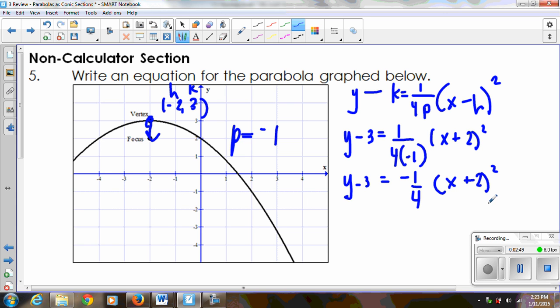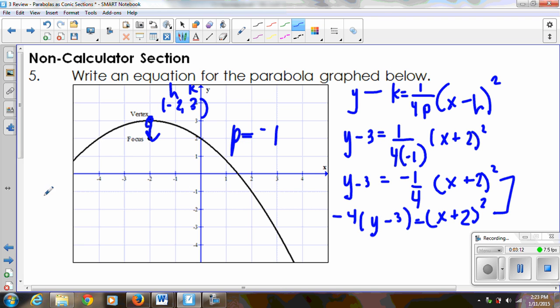So one thing you can do is multiply both sides of the equation by -4, and that will give you the form of the equation that looks like this. -4 times y minus 3 is equal to x plus 2, the quantity squared. And so that would be another form of the equation that means the same thing. Both of these equations are equivalent.